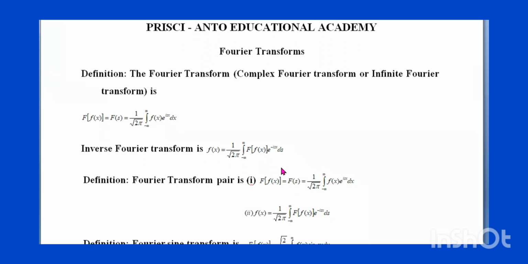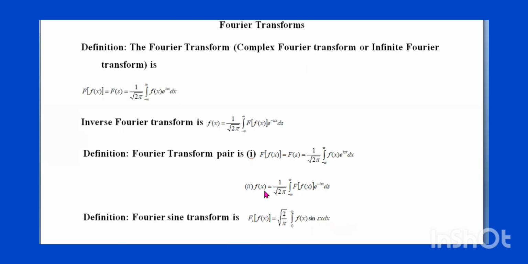Next, let us see the definition of the Fourier transform pair. The Fourier transform pair is what I said earlier: the Fourier transform as well as the inverse Fourier transform, both are called the Fourier transform pair. So the Fourier transform is F of f of x is equal to F of s, which is equal to 1 divided by root 2 pi, integral over the limit minus infinity to plus infinity, f of x e power isx into dx.